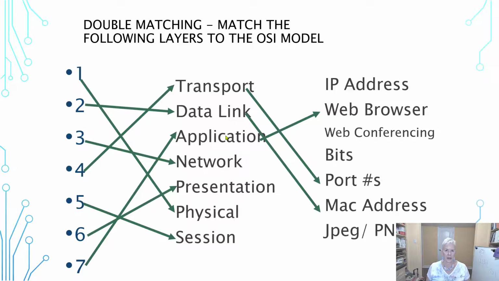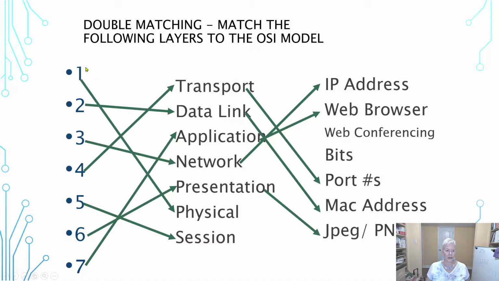Network layer. The network layer is where IP addressing happens. Presentation. How something is presented to me on my monitor or on my cell phone. If you look at what's left over, web conferencing, bits, or JPEG and PNG. So JPEG and PNG, isn't that like a picture? That could be the way something is presented to me.